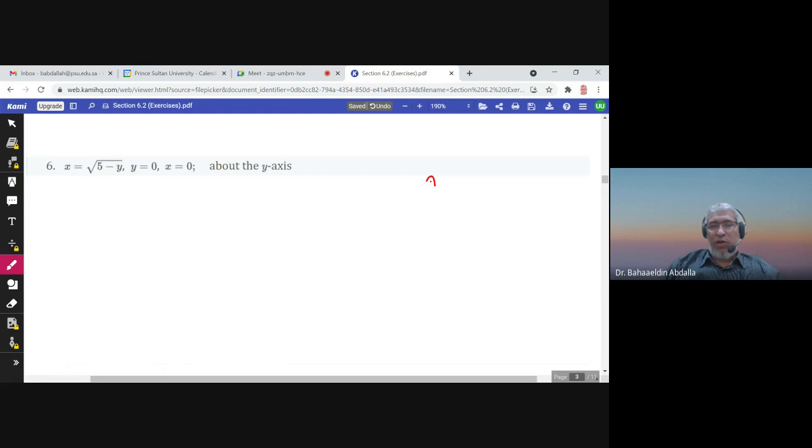Let us sketch the graph. We have y equals 0, the x-axis, x equals 0, the y-axis, and x equals the square root of 5 minus y.